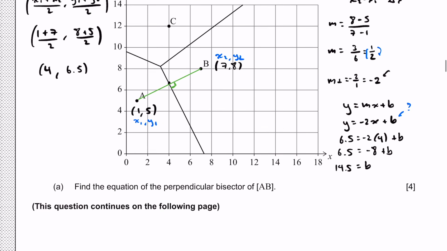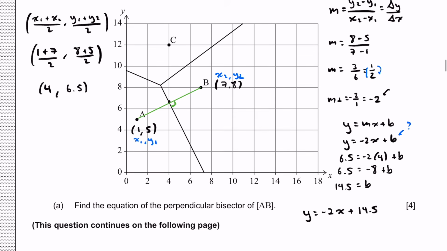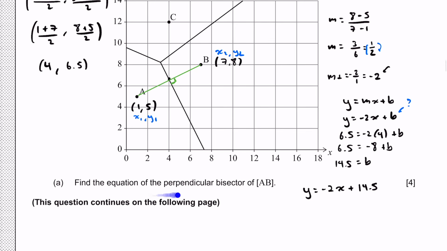So altogether, we have y is equal to negative 2x. We already knew the slope, plus b is equal to 14.5. All right, and that looks pretty reasonable. Just bringing it back. Okay. Equation of perpendicular bisector: y is equal to negative 2x plus 14.5.